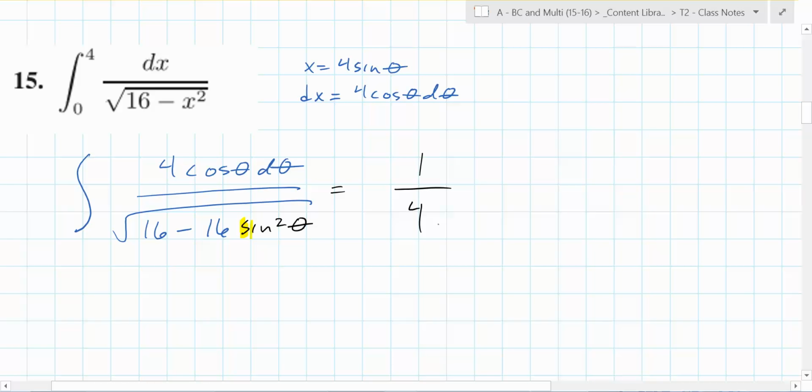Okay, so what can we pull out to the front here? We have 1 over 4, right? And then you pull a 4 out, correct? And then you end up with cosine theta d theta over 1 minus sine squared theta, like this, like that.